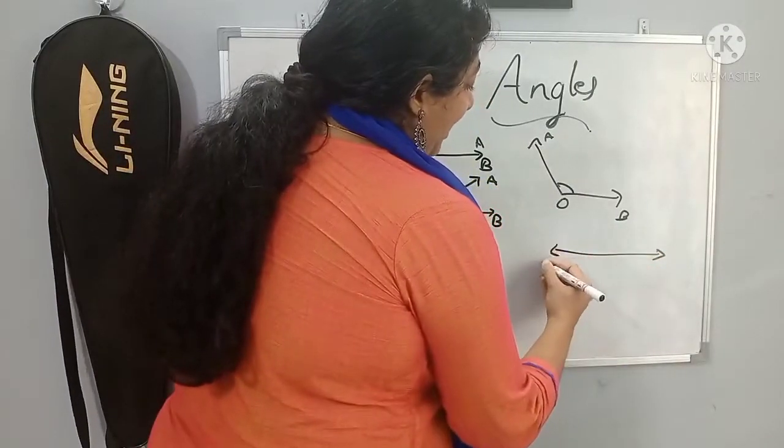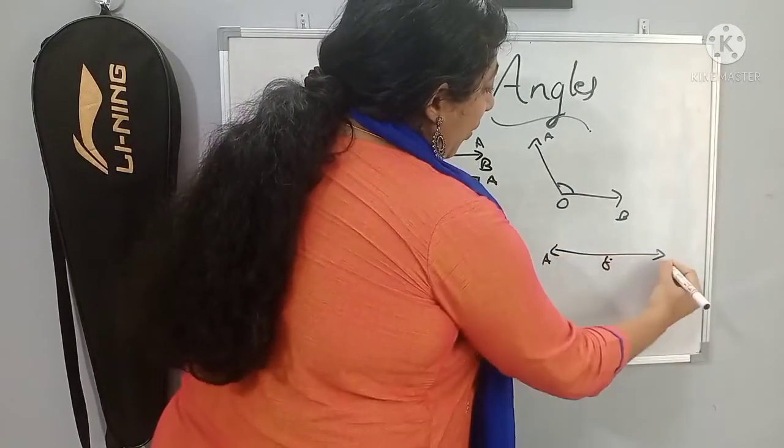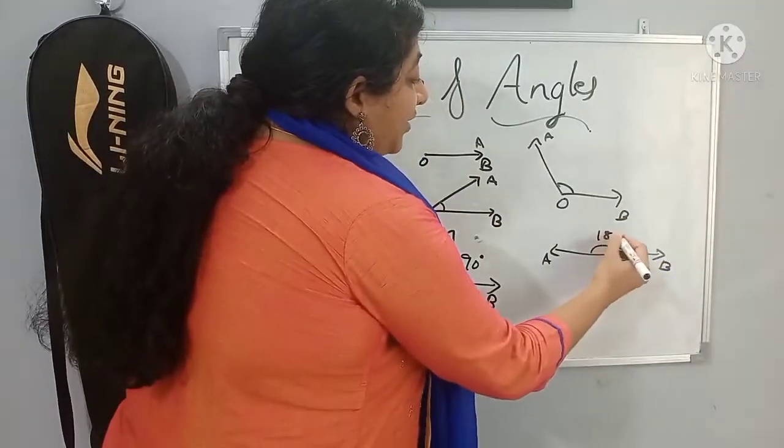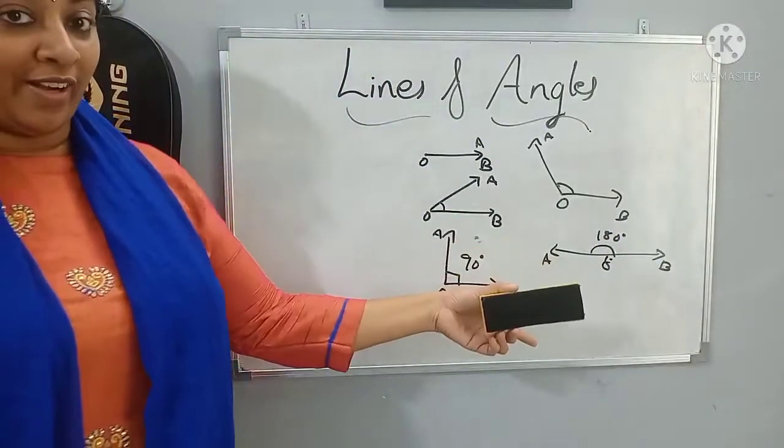Again I am increasing the angle. So this is A, center here O, and B. Straight angle. What will the angle be? It is 180 degrees. So a straight angle will be 180 degrees.